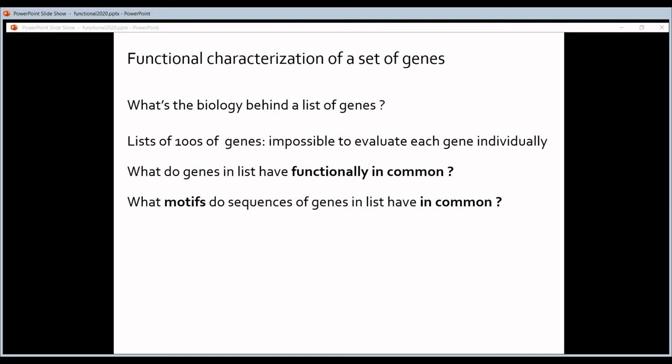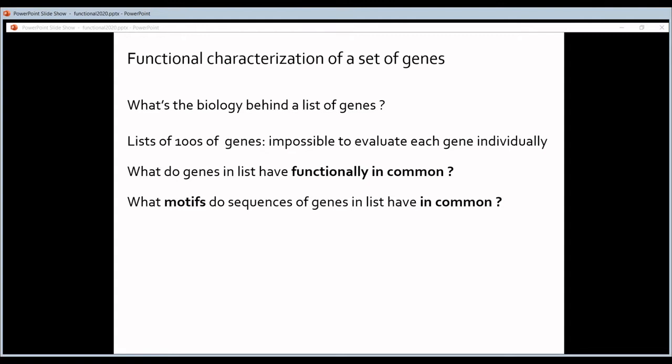In this course, we will talk about functional characterization of a list of genes. So we will try to find the answer to the question: what is the biology behind this list of genes? More and more omics experiments are generating lists of genes.